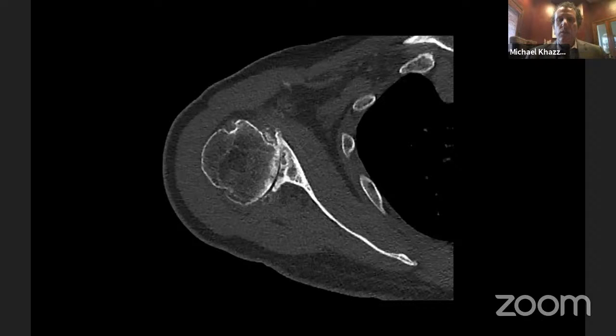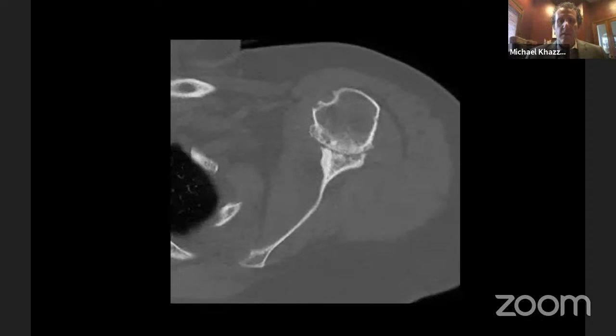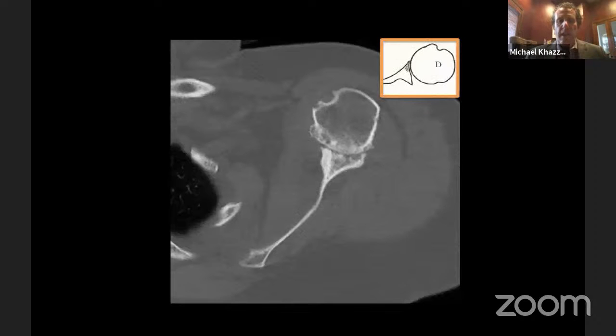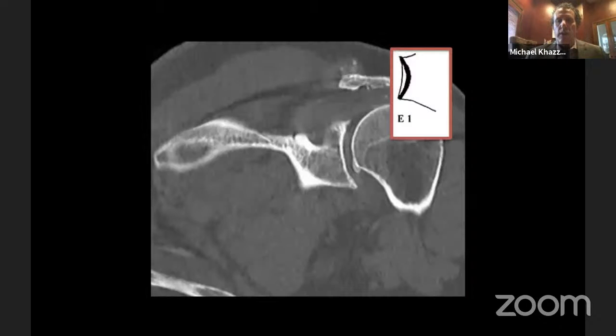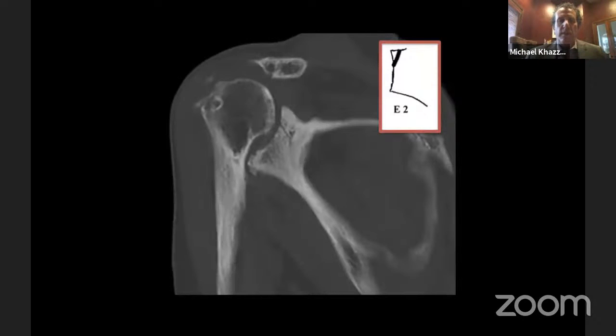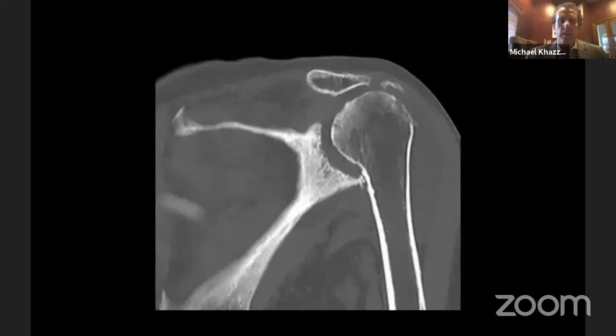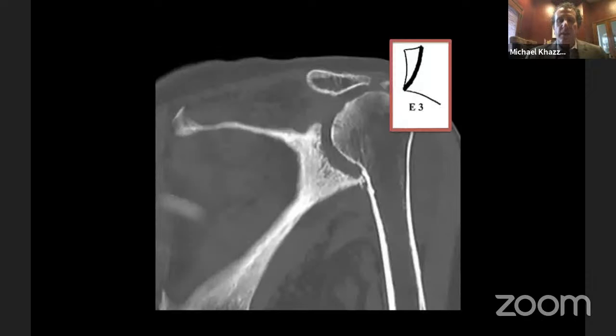And then here's a C2, where you have hypoplasia, and now you have osteophyte formation as well as biconcavity. And here's a D, where you can see anterior humeral head subluxation and anterior erosion of the glenoid. Similarly, here's an E0, here's an E1, here's an E2, where you can see biconcavity in the coronal plane with superior humeral head migration. And then here's an E3 with severe superior inclination and severe superior glenoid bone loss.